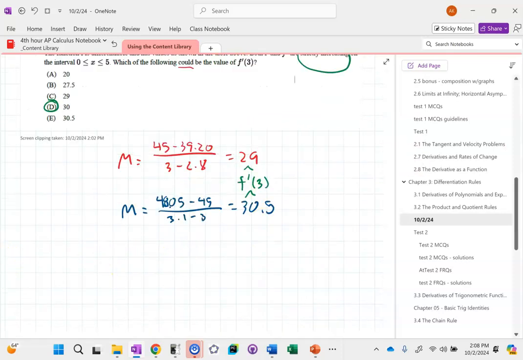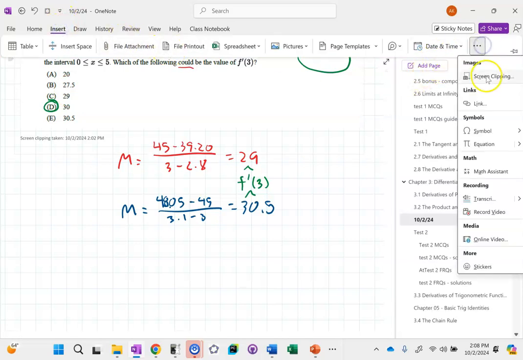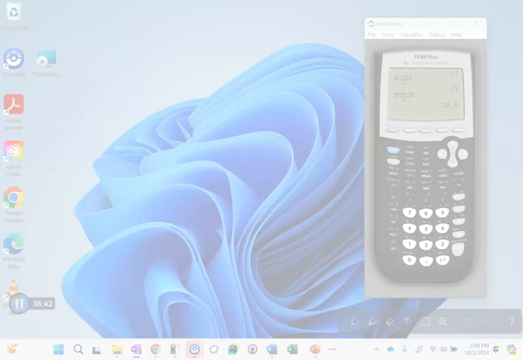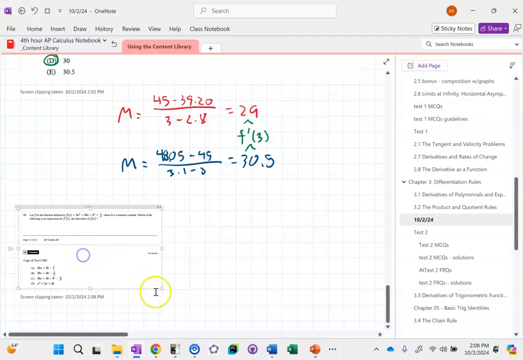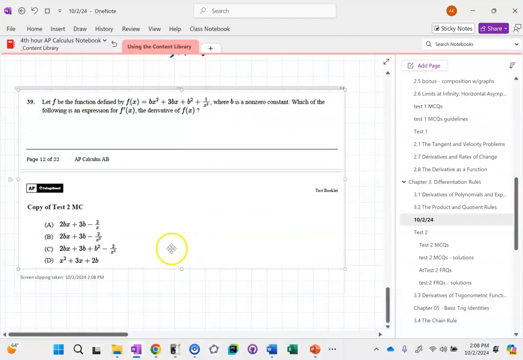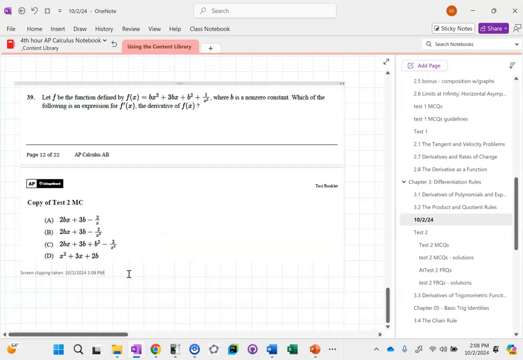Oh, this is an annoying one because it ran over on 2 pages. I can't help it. The MyAP site, when you make one of these assignments and then publish it, it just does it for me. It doesn't do anything reasonable like have a hard page break so you have a full question on 1 page. All right, let f be the function defined by f of x equals yada, yada, yada, where b is a non-zero constant. Which of the following is an expression for f prime, the derivative of f of x?